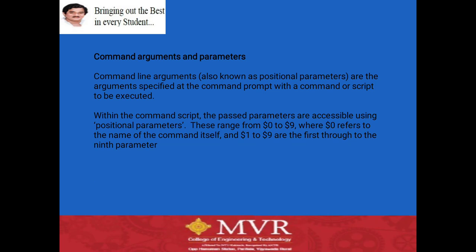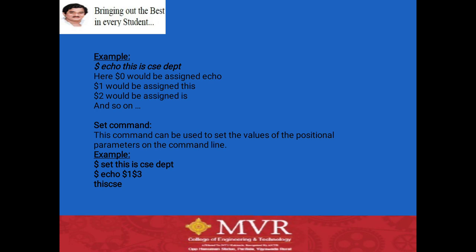As I said, these range from $0 to $9, where $0 refers to the name of the command itself, and $1 to $9 are the first through to the ninth parameter. So for example, I am taking one example: echo this is CSE department, where echo is a command. Echo is nothing but the printf command in C. Whatever you give to the printf command, it will display on the screen. Similarly in Unix we use the echo command. So what we want to do is display this is CSE department.